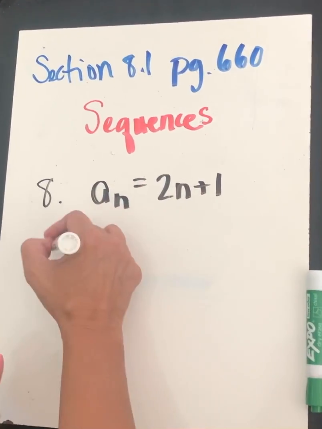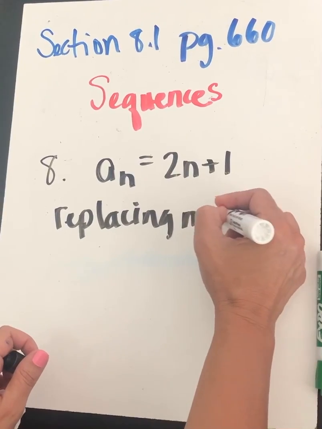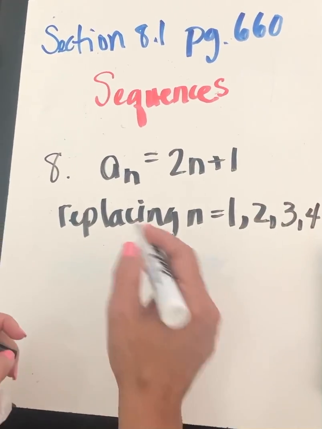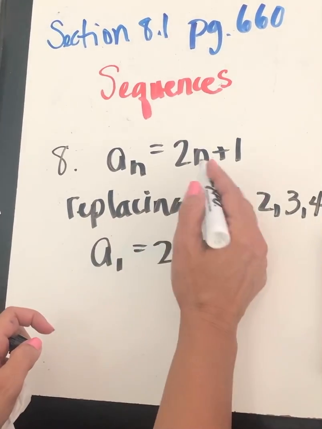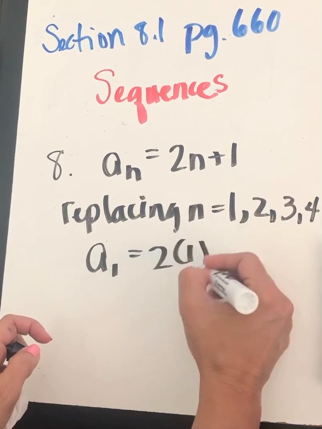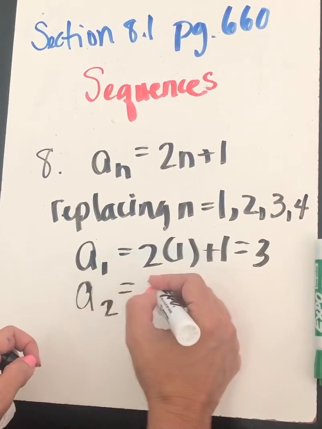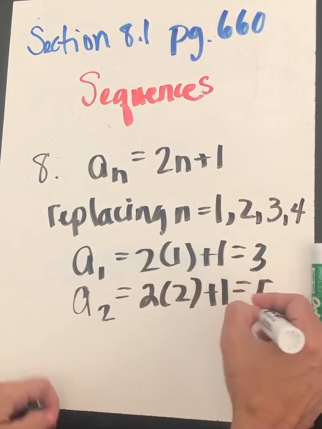On these problems, you'll be replacing n with 1, 2, 3, and 4, since we're looking for the first 4 terms. So a subscript 1, or the first term, will be 2 times 1, because n is 1, plus 1, which would equal 3. A subscript 2, or the second term, would be 2 times 2 plus 1, which equals 5.